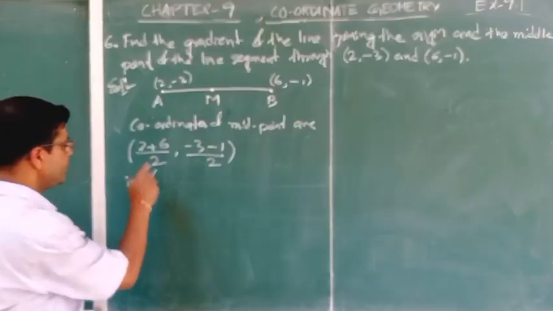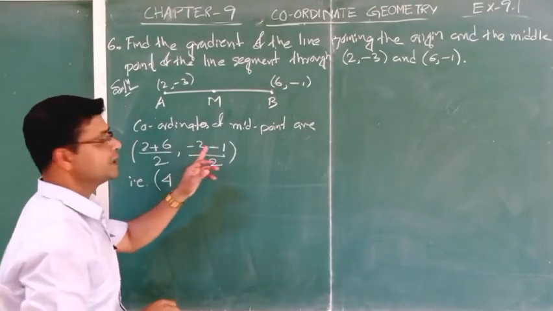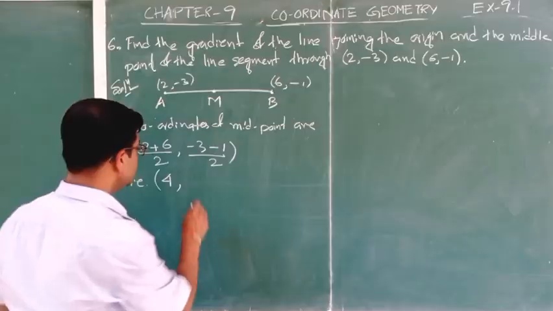2 plus 6 is 8. 8 by 2 is 4, comma. Minus 3 minus 1 is how much? Minus 4. Minus 4 by 2 is minus 2.